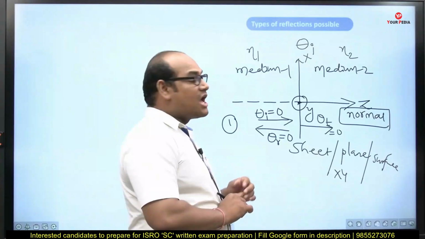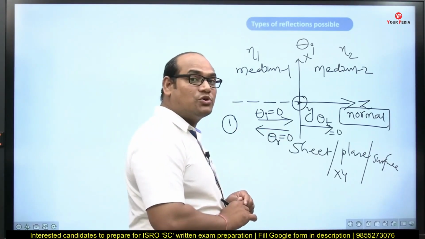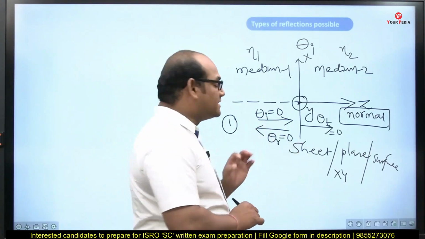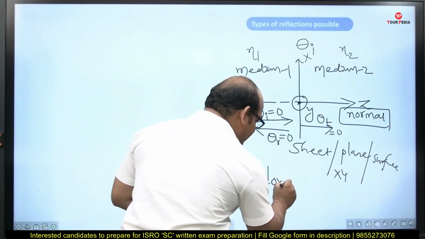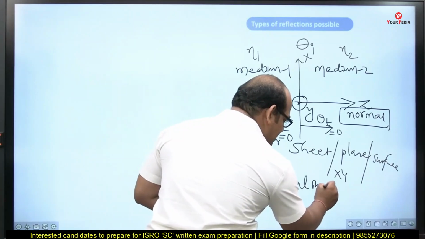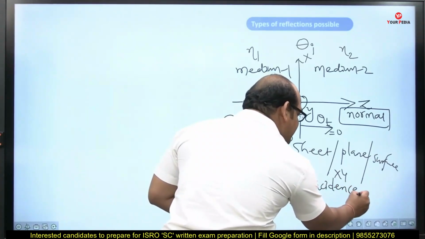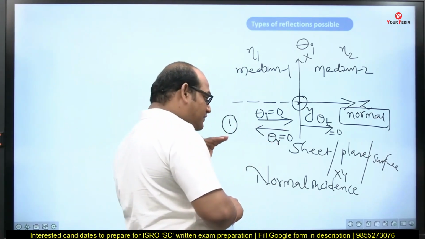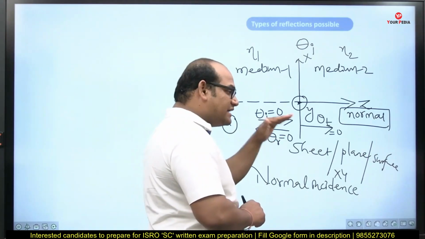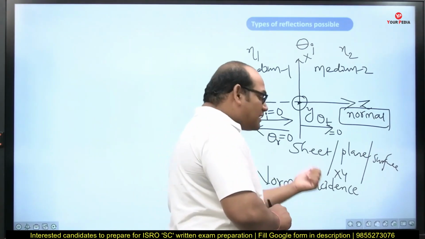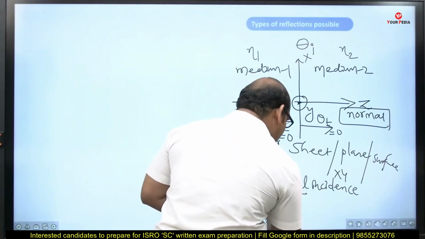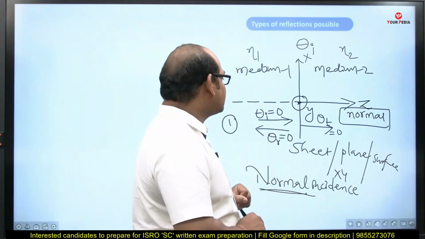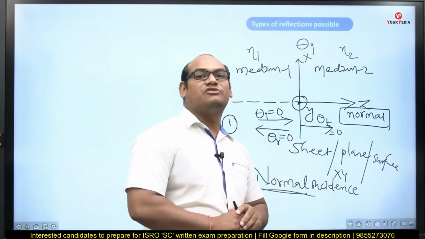In this manner you can take the values of theta I, theta r, theta t. What is the nature of this particular reflection? In this criteria we can call it normal incidence. The electromagnetic wave has been incident on the interface in such a way that it is normal to the interface. That's why this is called normal incidence. Here, theta I is 0, theta r is 0, theta t is equal to 0.